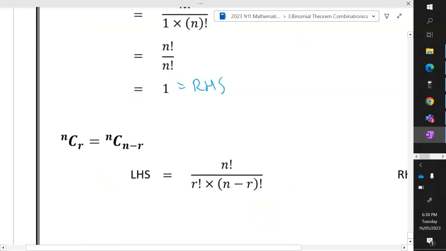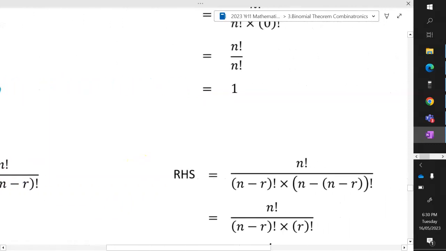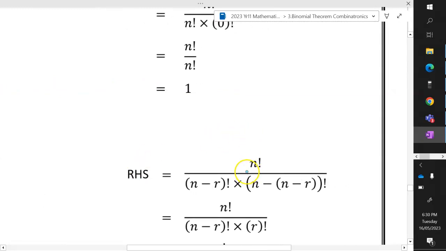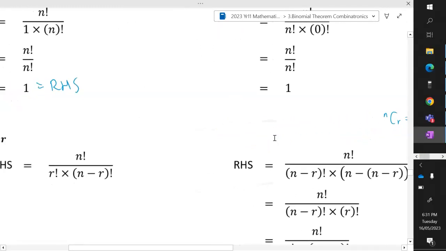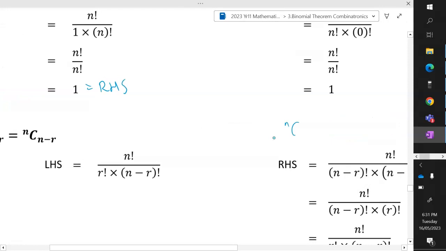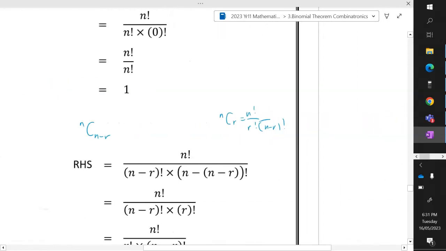So if we look at the left-hand side of the proof, the left-hand side is NCR. We can write that down as n factorial over r factorial times n minus r factorial. I don't want to expand that out any further. We want to go to the right-hand side, which is NCN minus r. So here we've written what the right-hand side is equal to. Let's make a little note here that NCR is n factorial over r factorial n minus r factorial, and we're trying to prove what NCN minus r is.